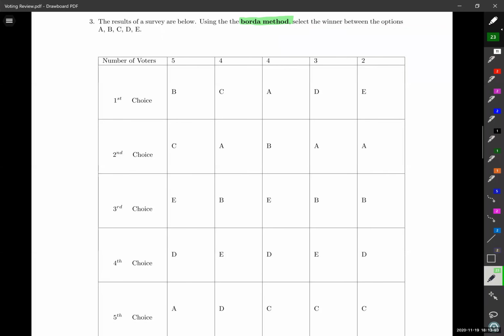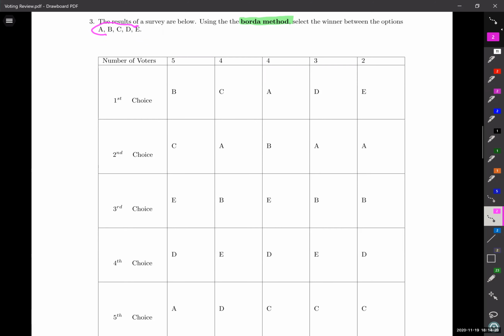If we've had time to copy down the table, we're looking at the Borda method. With the Borda method, we give certain numbers of points to certain place votes. However, the number of points is not fixed for every Borda method election; it depends on the number of candidates. So we want to look at the table and figure out how many candidates there are. They told us there are only 5 options, A, B, C, D, and E. We could also see in the table that there are no others.